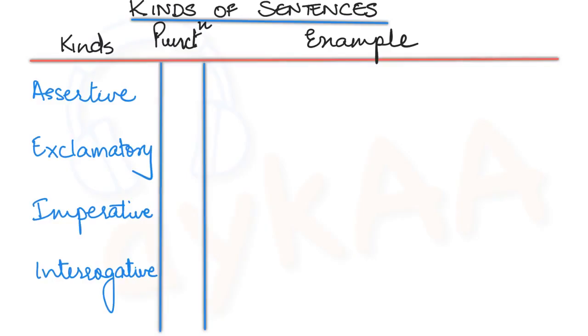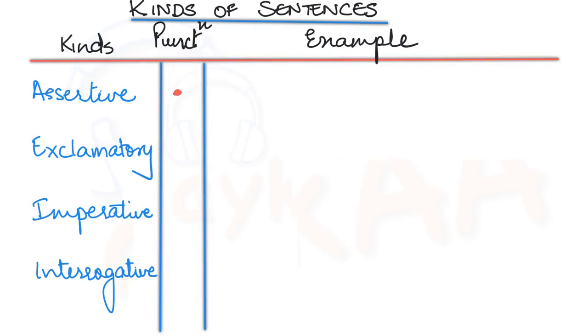Kinds of sentences. There are 4 kinds of sentences: assertive, exclamatory, imperative, interrogative. Now, let us understand each one with the help of an example. An assertive sentence, students, is a sentence which is just a statement. You are only declaring something and it ends with a full stop. So the punctuation is that it ends with a full stop.